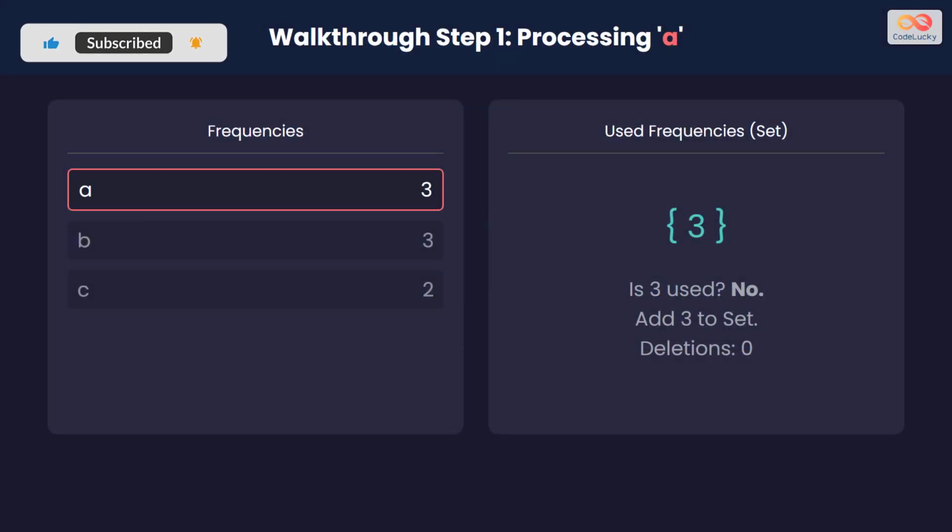Let's trace this with our example. First, we process A. Its frequency is 3. Our set of used frequencies is empty, so 3 is not currently used. We add 3 to our set. No deletions are needed yet.